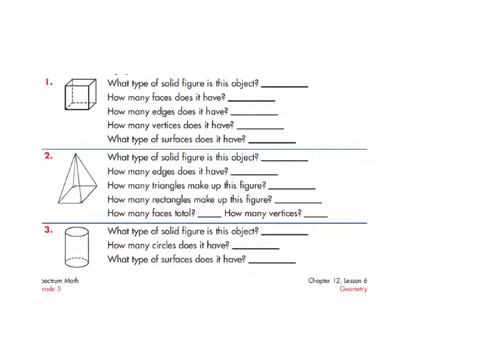All right, let's take a quick peek. What type of a solid figure is this object? Well, all sides are the same size. It is a cube. How many faces does it have? Well, faces are flat sides, so it has 1, 2, 3, 4, 5, 6. You're welcome to look at one of the actual objects if you need to, or if you have one available. You can grab one of our base 10 blocks to help you.